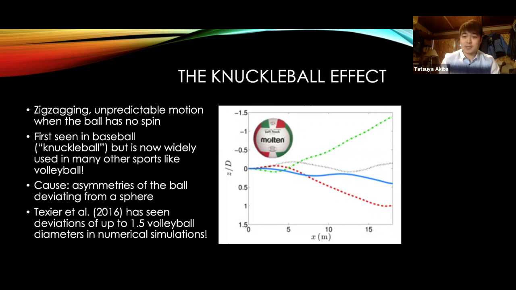For example, for the baseball, the seams would be the asymmetries. And for the volleyball, it's the same thing: there are slight asymmetries in the surface of the ball that cause these deviations from calculated trajectories. And Texier et al. have seen deviations of up to 1.5 or so volleyball diameters in numerical simulations.